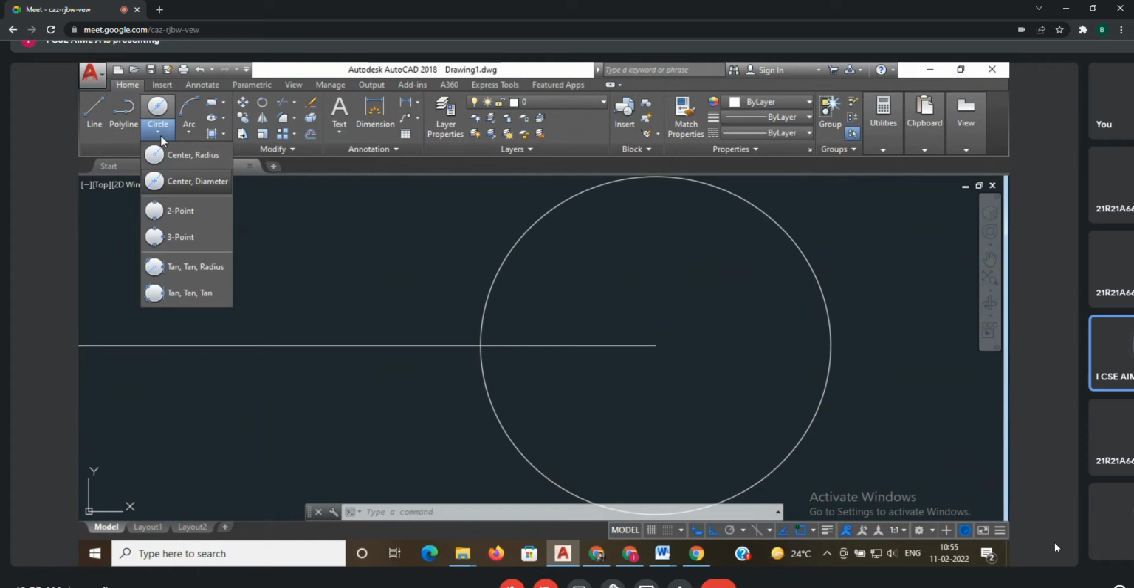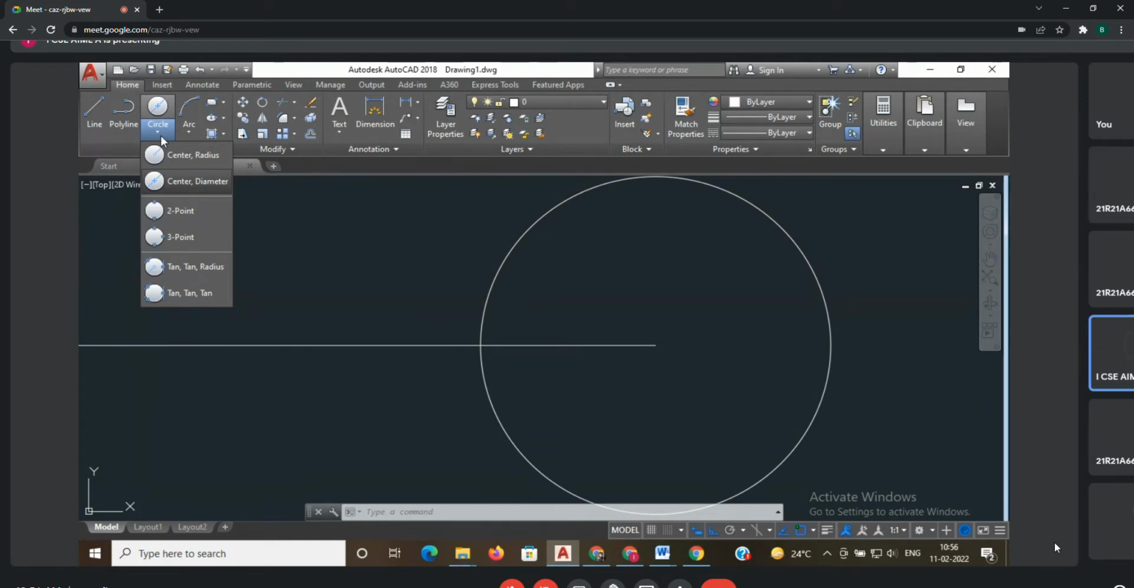Tell me anyone. Now I want to draw the rolling circle of diameter 50 mm. Which option do I want to select? Center and radius, center and diameter, or 2-point or 3-point? Which one do I want to select? 2 point. Someone said, pardon please. Once again. 2 point, sir.